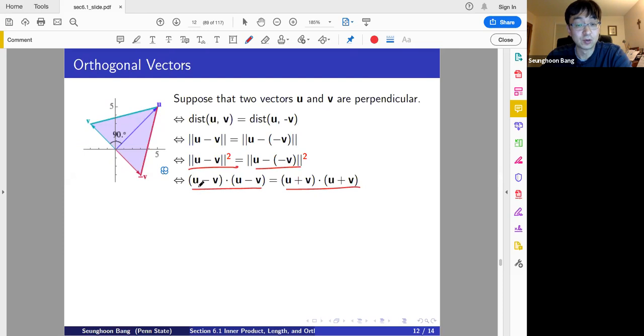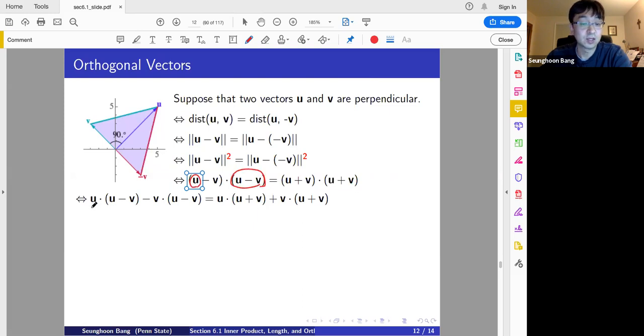So you can distribute u here. The u times u minus v is here. The negative v times u minus v is here. U times u plus v is here. V times u plus v is here. The next one, you can distribute u.